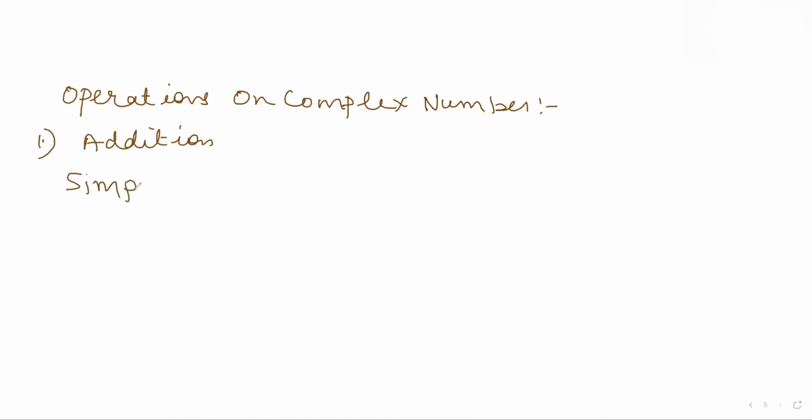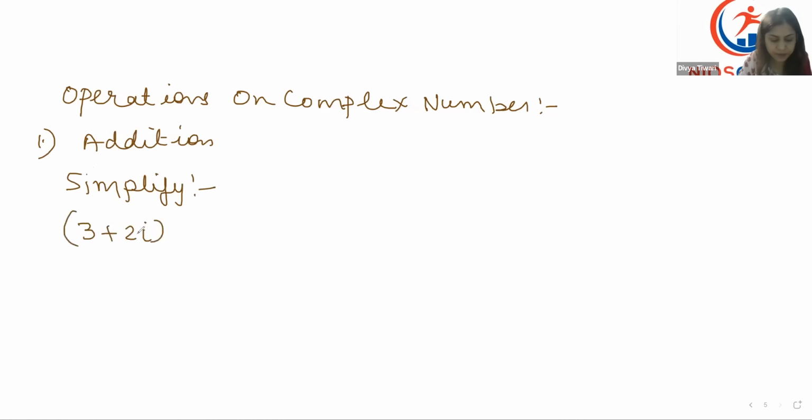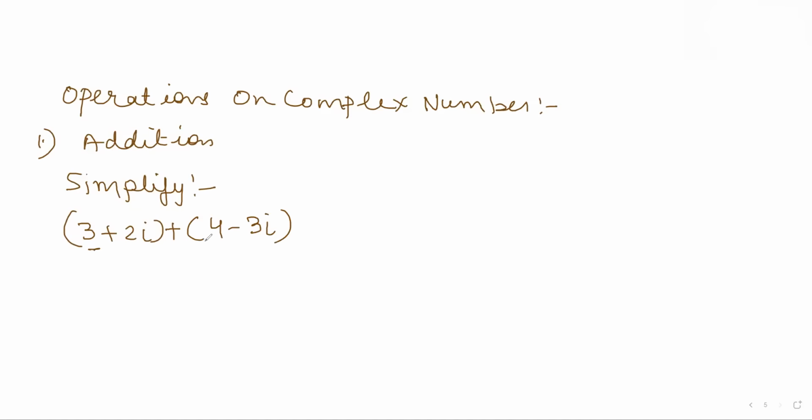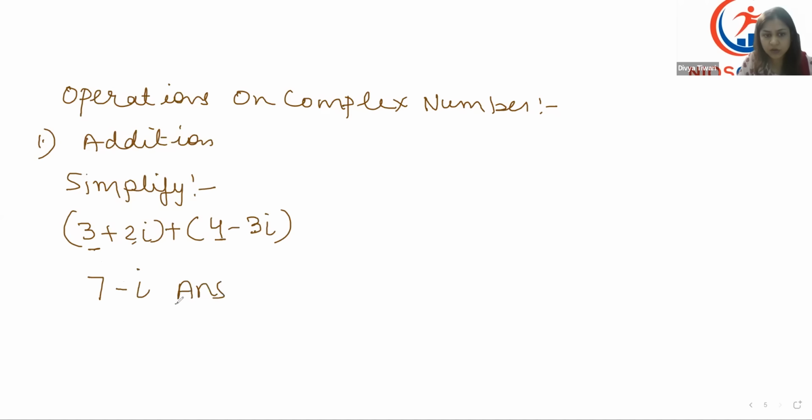Simplify 3 plus 2 iota plus 4 minus 3 iota. How are we going to solve this? 3 plus 4 will give me 7. 2 minus 3i will give me minus i. So this will be the answer to the question. I hope it is clear to everybody.